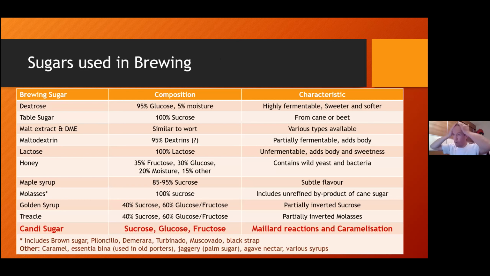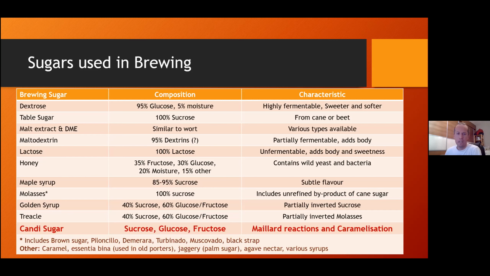So, a list of all sugars. You'd think the world of sugars is really complicated, but it's actually quite simple. Dextrose is the one we know. We call it brewing sugar, though not many shops sell it. Table sugar you buy everywhere. In Europe, they usually make that from beet. In the States, they make it from cane. You also get malt extract and DME.